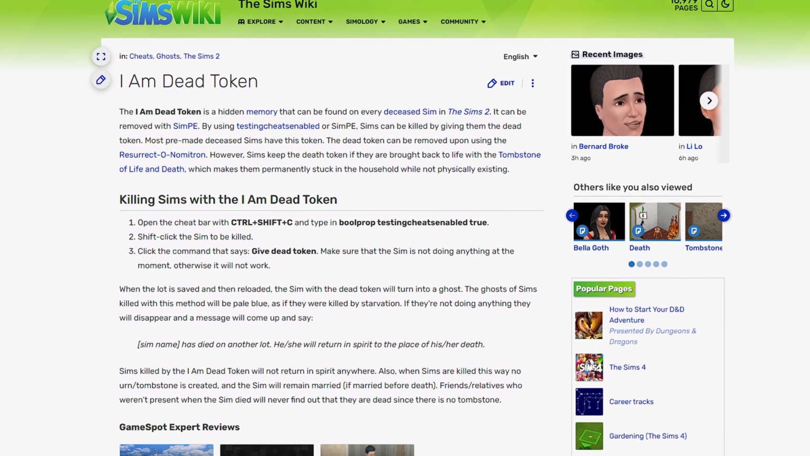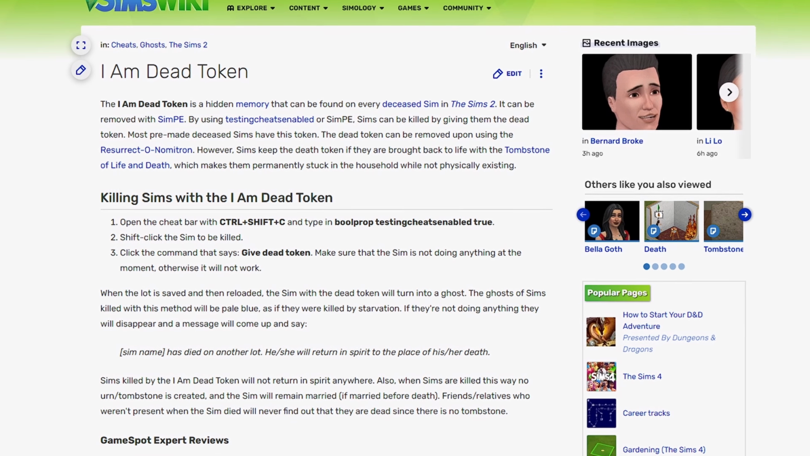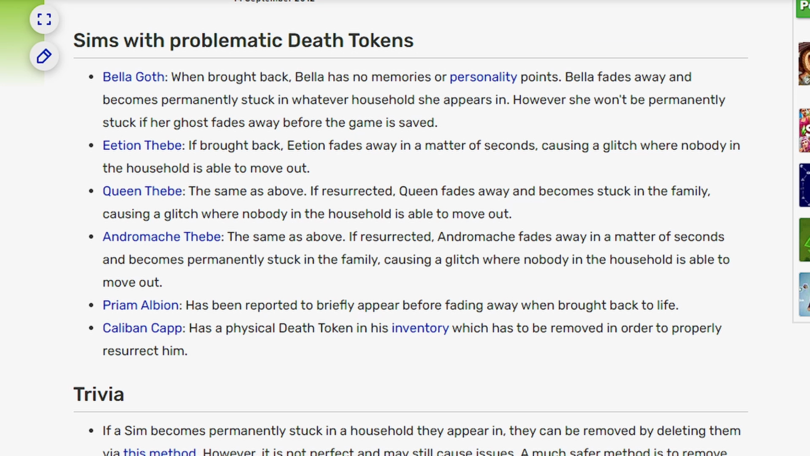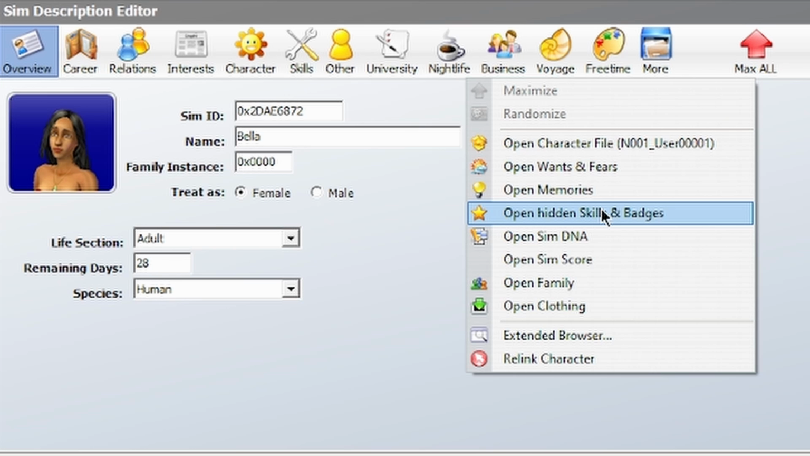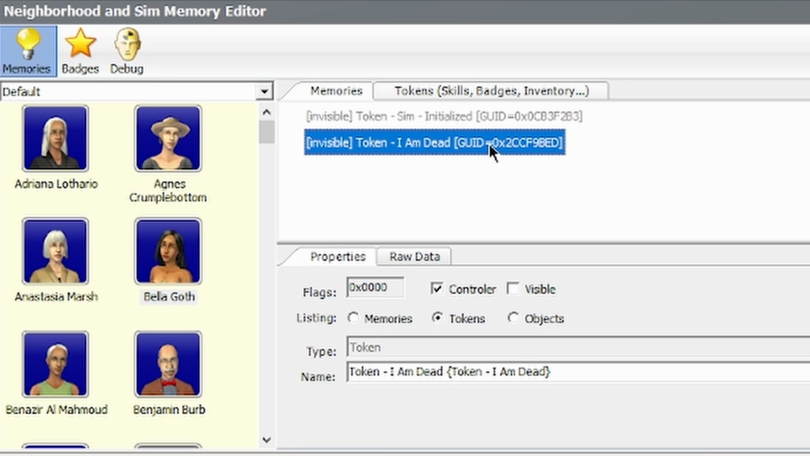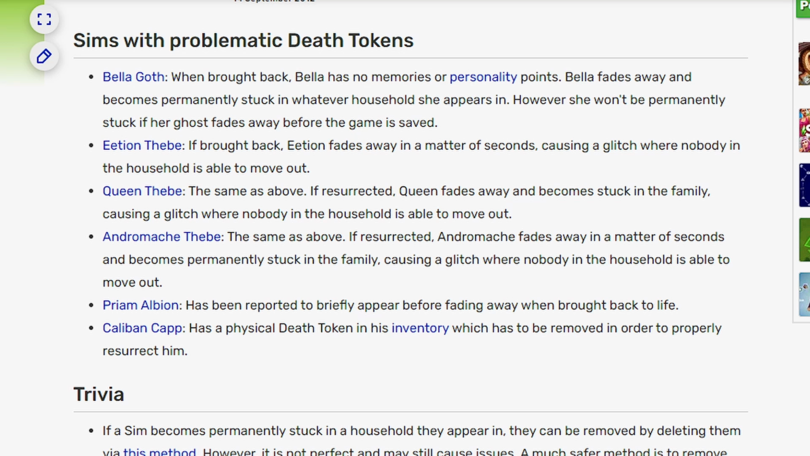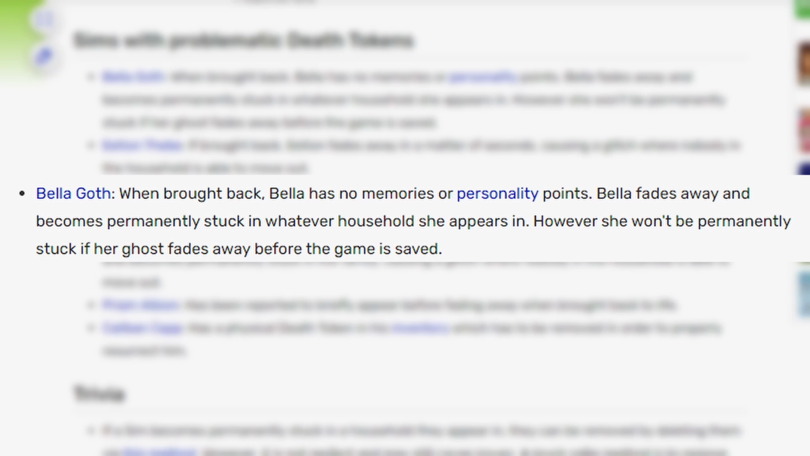I feel bad for calling out the Sims Wiki again, but in their article about the I am dead token, they have a section called Sims with Problematic Death Tokens, and Bella is mentioned right there at the top. I don't see how Bella's death token is problematic, it's just a regular token in my opinion, but let's read what they say here. "When brought back, Bella has no memories or personality points." This has nothing to do with the death token, by the way, it's a sim description issue, but let's carry on. "Bella fades away and becomes permanently stuck in whatever household she appears in. However, she won't be permanently stuck if her ghost fades away before the game is saved."